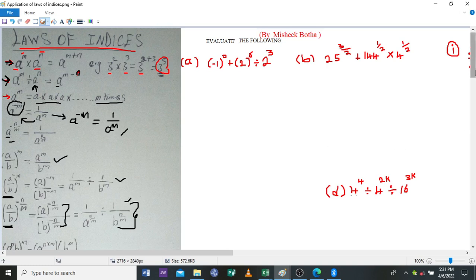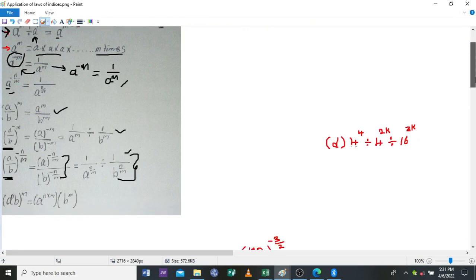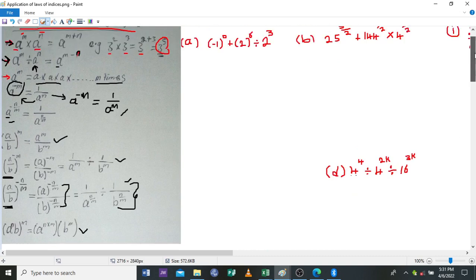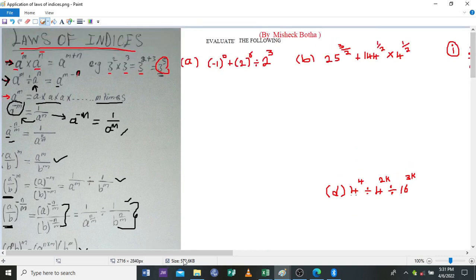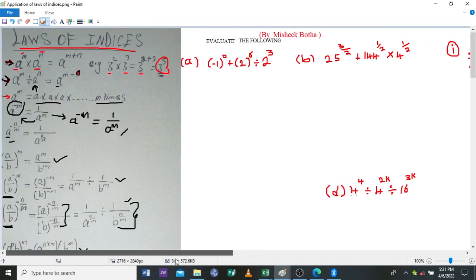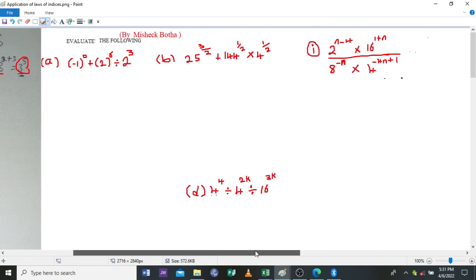So you can pause, write some of these laws down, and then we are going to see how to apply each one of these in the questions that we have. You can write them down, then as we solve, see how each law is being applied.